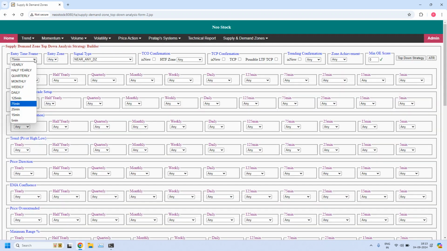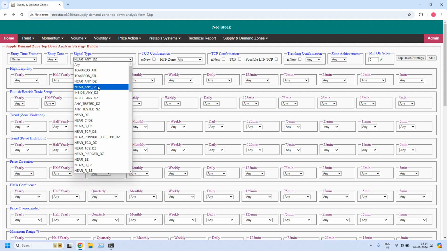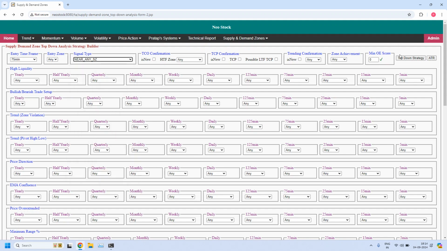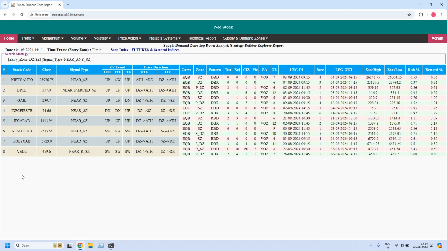So next, for 75 minutes time frame, let us find the stocks near 75 minutes supply zone. 8 stocks are filtered. Let us verify any high liquidity 75 minute supply zones are available. But VEDL is already pierced 7 times. So it's not a valid high liquidity 75 minute supply zone. That means we did not find any valid high liquidity 75 minute supply zones from this list.